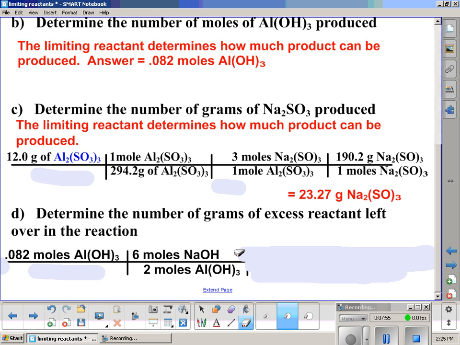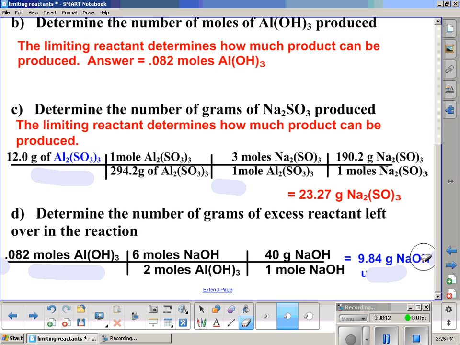Now we need grams of sodium hydroxide. So what we're going to do is our unit conversion again. 1 mole of sodium hydroxide, and over that will be the molar mass, 40 grams of sodium hydroxide. Push buttons on your calculator. This will tell you how much reactant was used, and we've used 9.84 grams of sodium hydroxide.